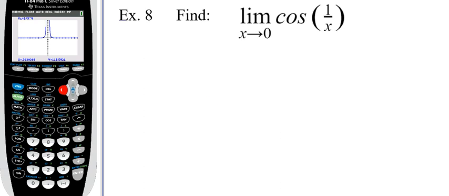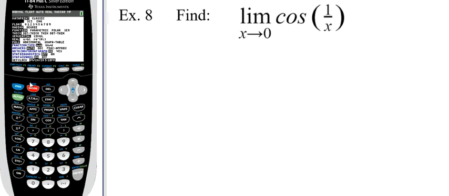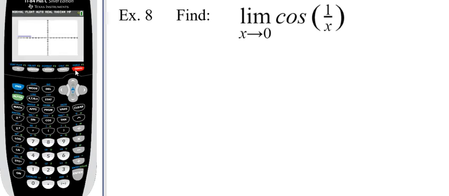So let's just graph this. Let's take a look at one last limit, and then we'll put our notes aside. Okay, let's just graph y equals the cosine of 1 divided by x. One thing when you do this, make sure your calculator's in radian mode. In fact, all next year in calculus, your calculator's going to be in radian mode for everything.